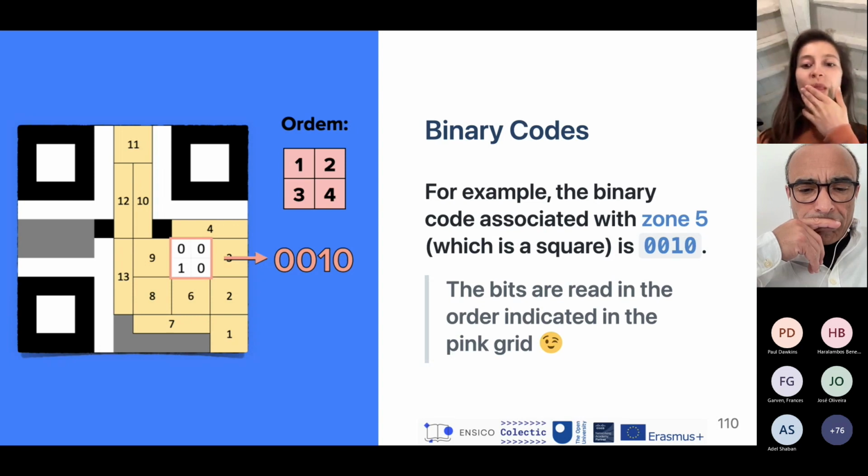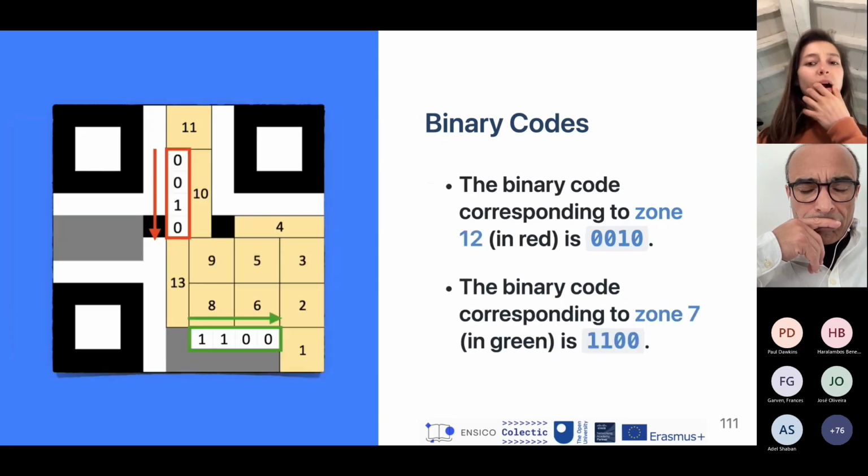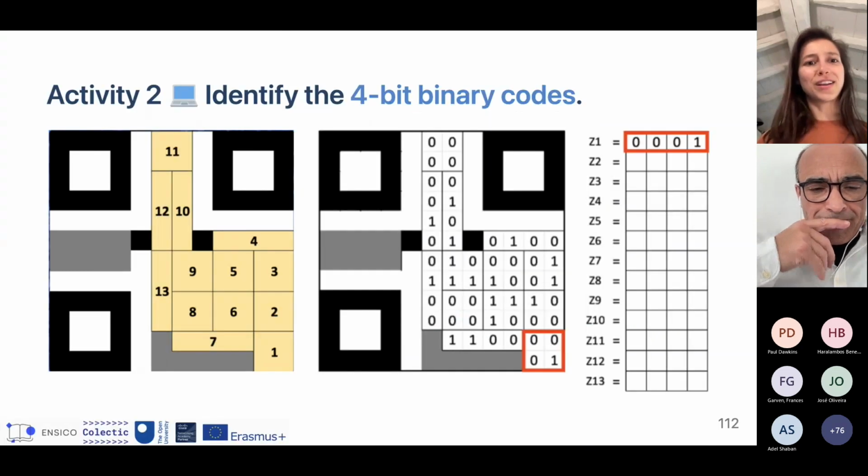And what about rectangular zones? If it is a vertical rectangle, we read it from top to bottom. And if it is a horizontal rectangle, we read it from left to right. Okay, so here the zone that is delimited in red is 0010, and the green one, the code is 1100. Got it? Let's see if you really got it.